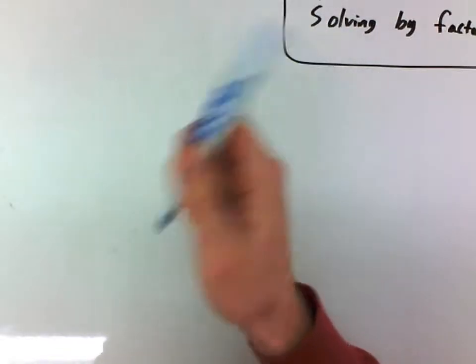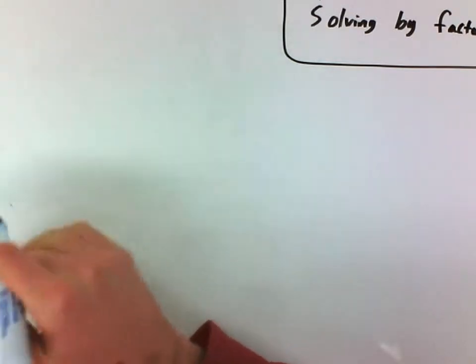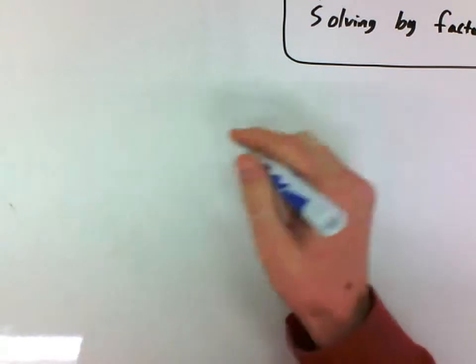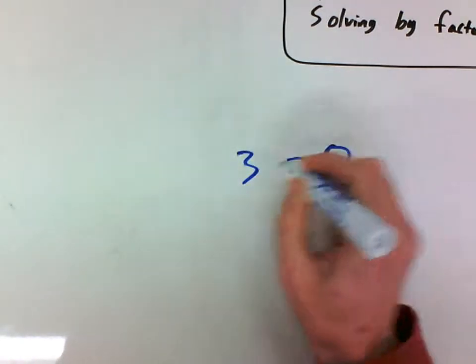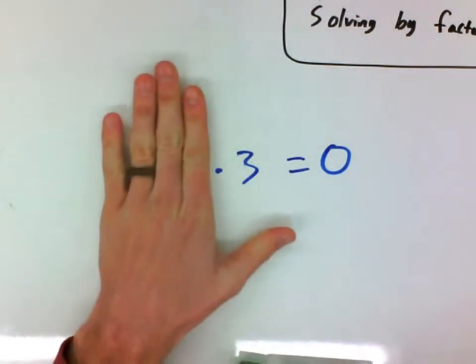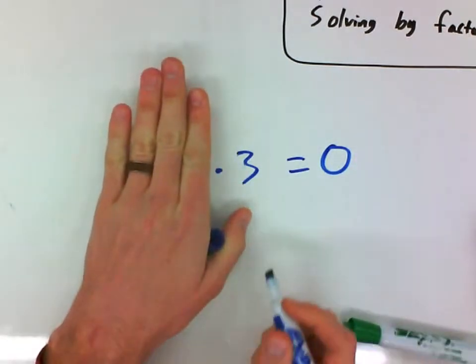So we're going to learn how to solve by factoring here, and before we can do that, we've got to get this kind of important property down. It's called the product property. So basically, if I have an equation like this, and I say, okay, I know I'm going to multiply something by 3, and it's going to be 0.